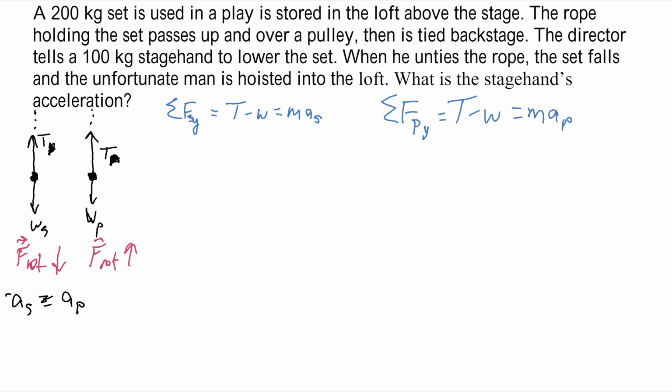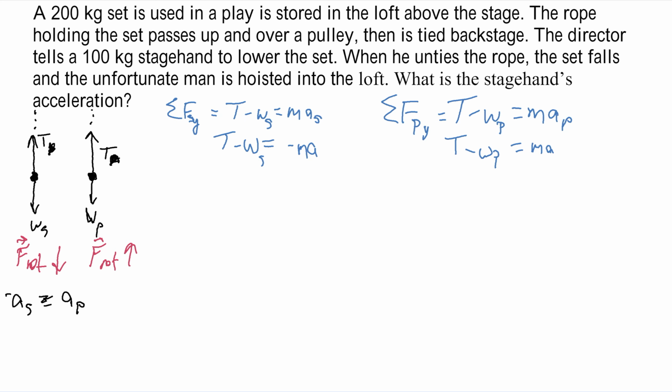So I can rewrite these equations and say T minus W_S equals negative mA. And on the other one, I can say T minus W_P equals mA, and that one's positive. These W's need to have a subscript on them, though. That's my fault. W_S and W_P. Okay, two things are equal.